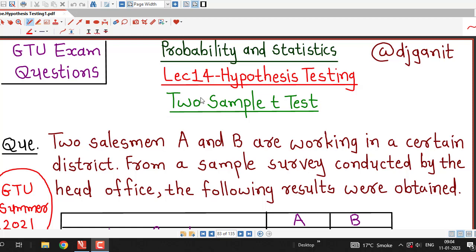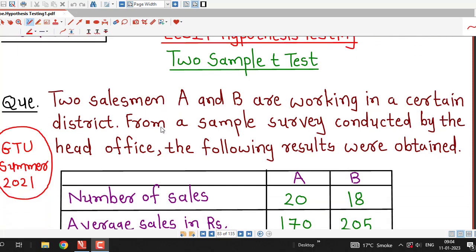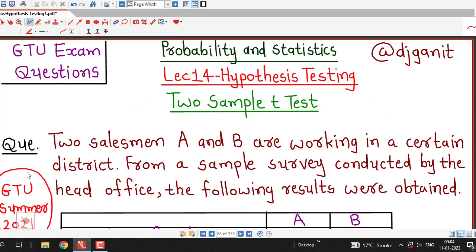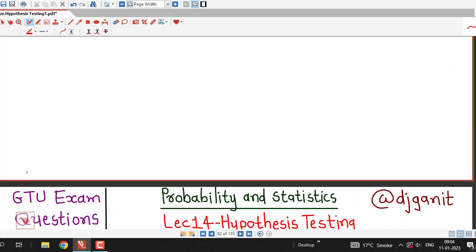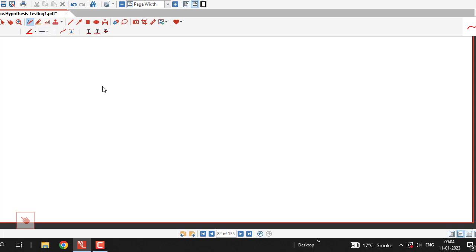Hello friends, I welcome you in lecture number 14 on hypothesis testing. In this lecture, we will discuss one more question on two sample t-test. This question was asked in GTU summer 2021 exam. Now we know that we have two situations in two sample t-test.